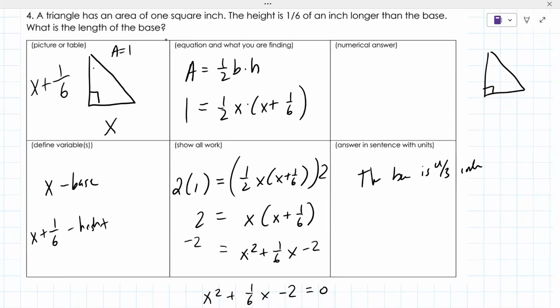I wonder if they want it in decimal form. I would go maybe 1 1/3 inches, definitely not a decimal. You don't create a rounding situation unless you have to. Got it.